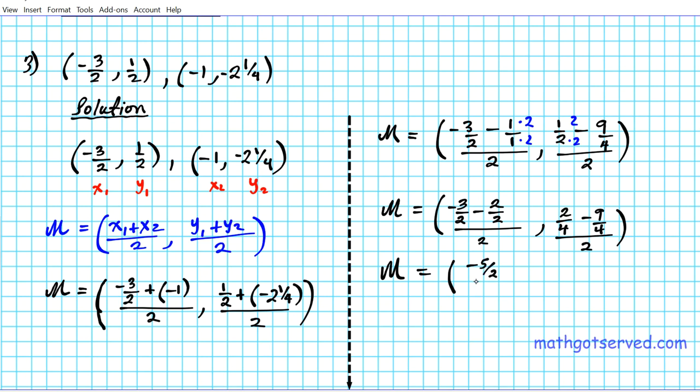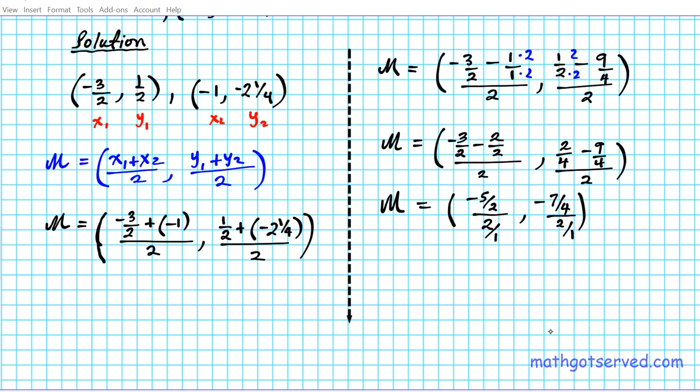-5/2 divided by 2. So since we're dividing a fraction by an integer, let's express the integer as a fraction. So we're dividing a fraction by a fraction. Over here, 2/4 minus 9/4. So 2 minus 9, subtract and keep the sign of the bigger, -7/4, divided by, express 2 as a fraction also. All right, so how do we divide these complex fractions? And I meant compound fractions.